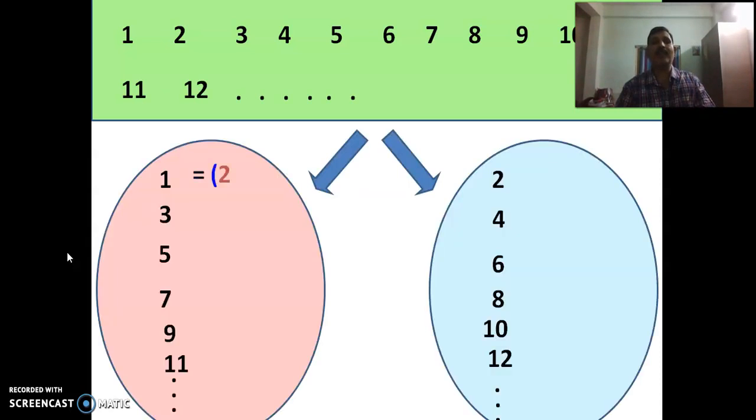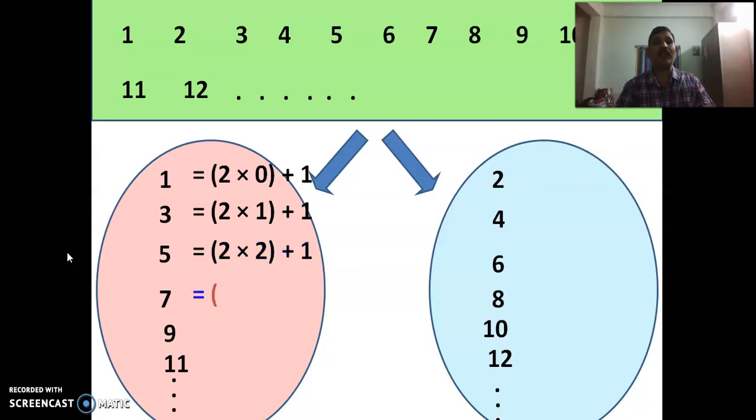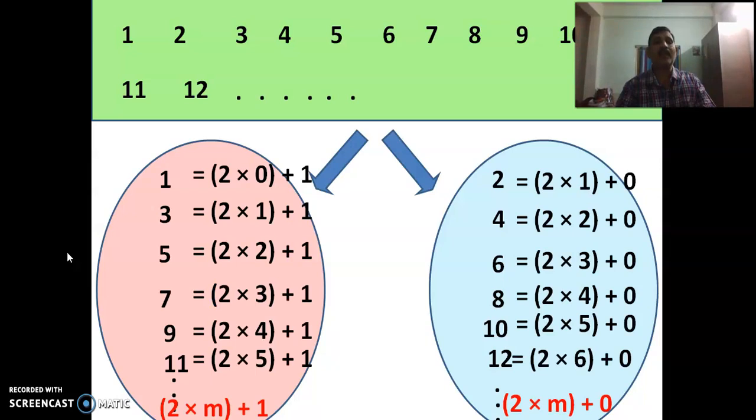Now let us consider, suppose all the numbers are to be arranged or made into 2 groups. How can you arrange? We can arrange them like 1, 2, 3, 4, 5, 6. The first group contains 1, 3, 5, 7, 9, etc. The second group contains 2, 4, 6, 8, 10, etc. Right? So the first group numbers we can write like 2 into 0 plus 1, 2 into 1 plus 1, 2 into 2 plus 1. We can observe that all the numbers leave remainder 1. So we can write them like 2m plus 1. On the other hand, in the second group we have all the numbers leaving remainder 0. So we can write them like 2m plus 0. So 2m plus 1 numbers are odd numbers and 2m plus 0 numbers are even numbers.